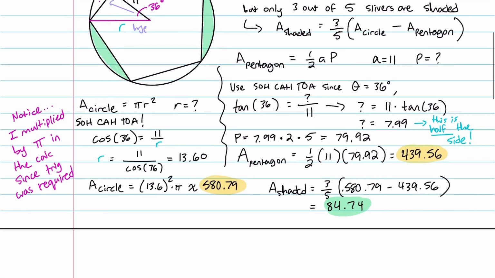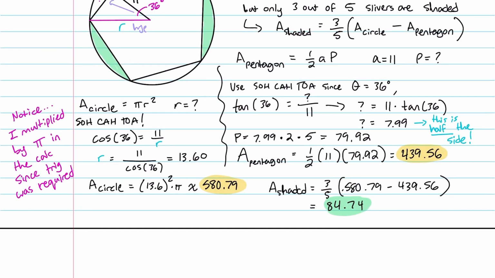So I found the area of the pentagon without spending too much time, right? Because this angle's 36, I used trig, and you'll get about 7.99. To get the perimeter, 7.99 times 2, because that gives us the length of the entire side, times 5, because there's 5 sides, gives us this as our perimeter. So when I just replace those into my equation, I end up with about 439.56.